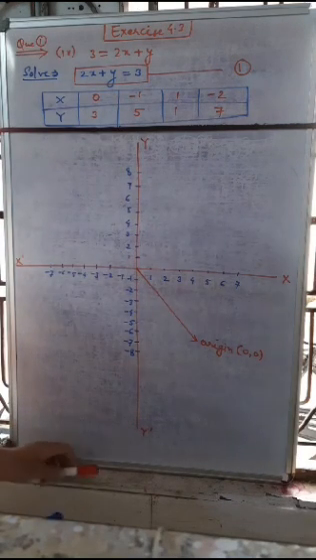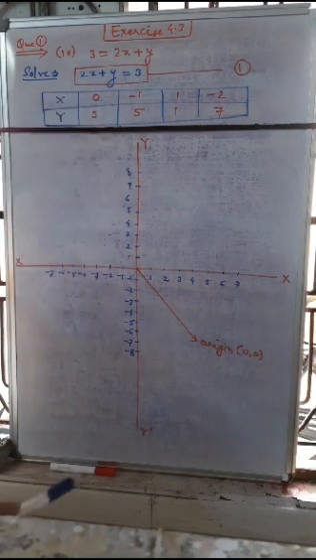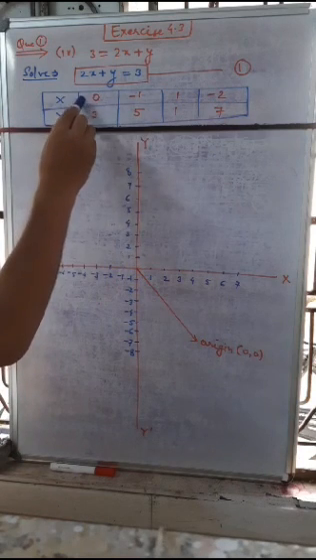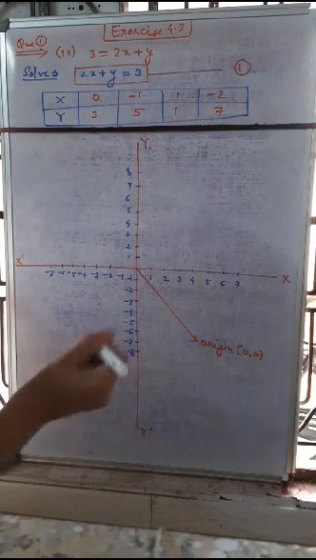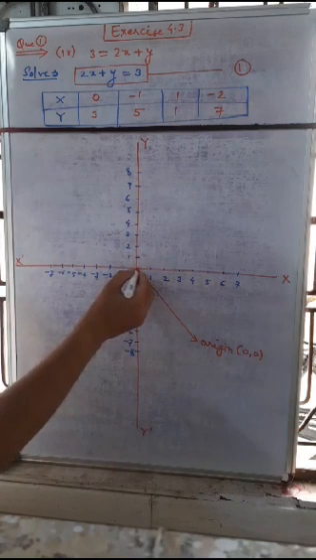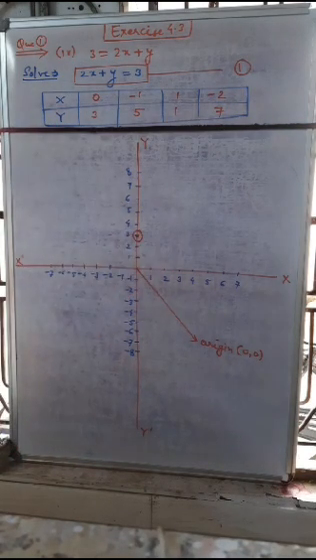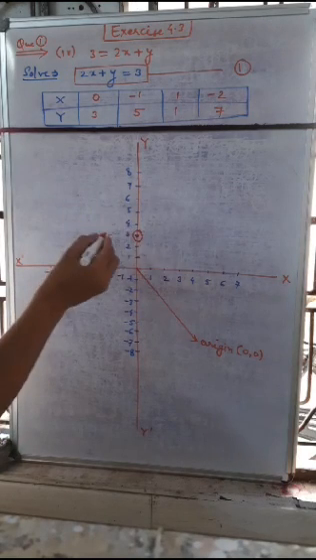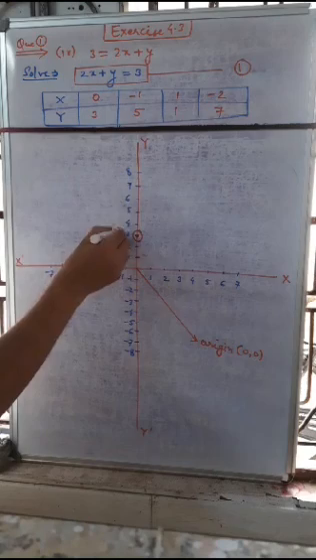So we have to construct the graph by using this table. So first point, x is equal to 0, so y is equal to 3. So where will x is equal to 0 be? We know that x will be 0 here, and y is equal to 3 is here. So we will get the point here. First point is 0, 3 we got here. So we can write beside this point 0, 3.